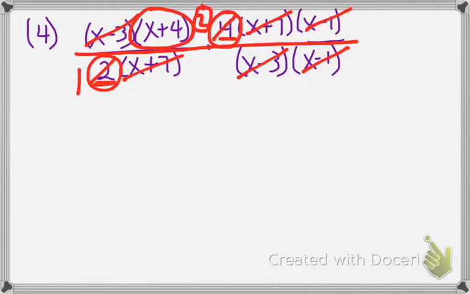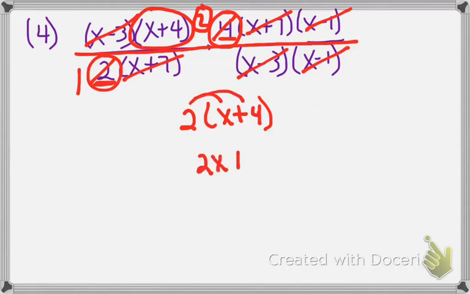So now the only thing left in my numerator is x plus 4 times 2. So I'm going to write 2 times x plus 4. The only thing left in my denominator is a 1, so I don't need it at all. And I can go ahead and distribute the 2 and get 2x plus 8. So that's what you do if it's already factored. You just have to cancel.